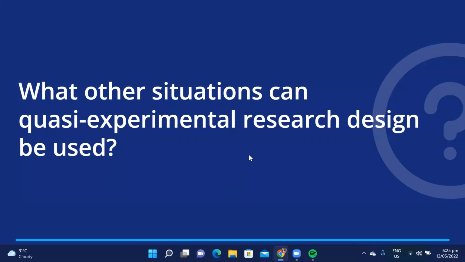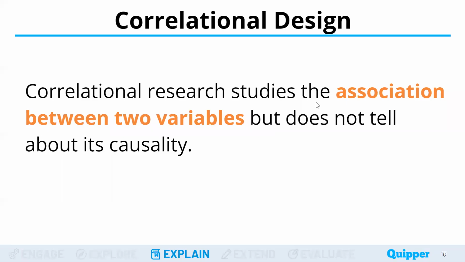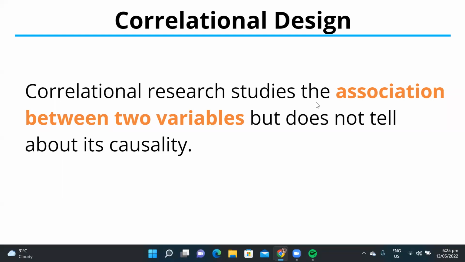Let's move on. What other situation can quasi-experimental research design be used? Okay. So next naman is correlational design. Okay. So correlational research studies the association between two variables but does not tell its causality. Okay, so ito, chine-check natin yung two variables if meron silang significant correlation sa isa't isa. Though, we all know na hindi naman originally dependent yung dependent variable dun sa independent variable.